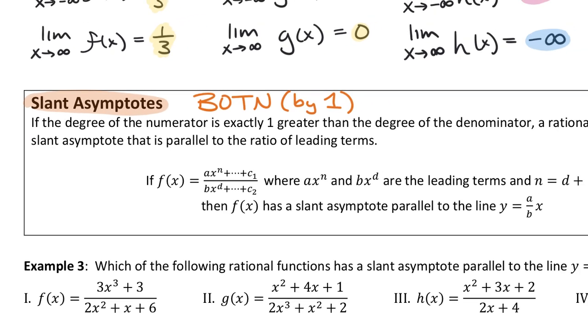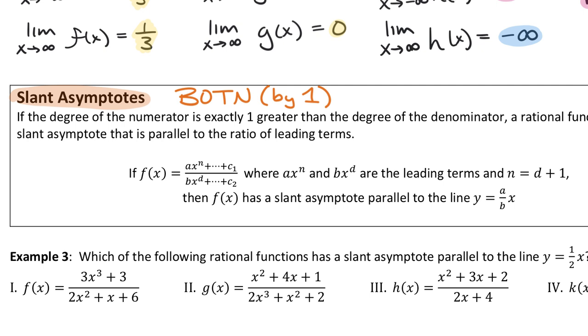Now, at least today, we're not going to be finding the equations of the slant asymptotes. What we're going to be finding is the equation of a line that is parallel to the slant asymptote. This is helpful because it helps us see on a graph that we found the right end behavior, because it would be parallel to the actual curves that you have.